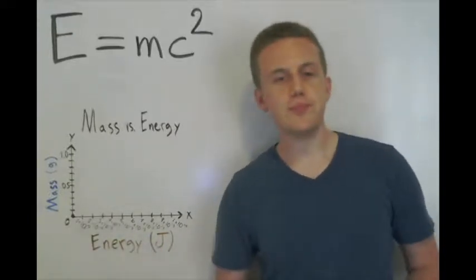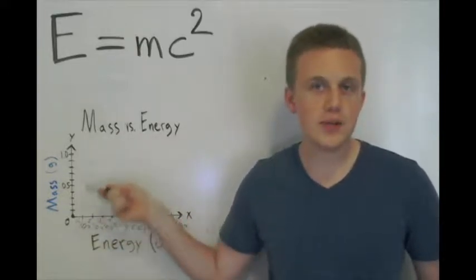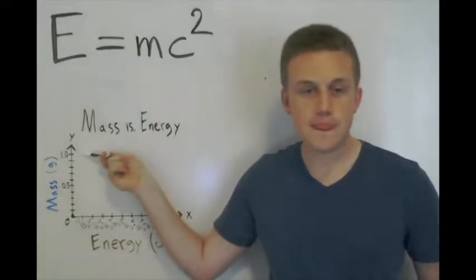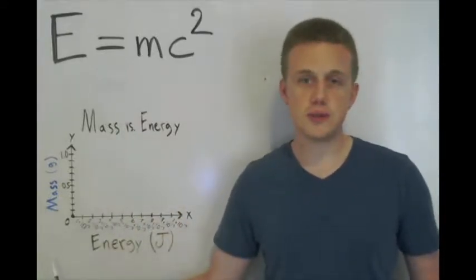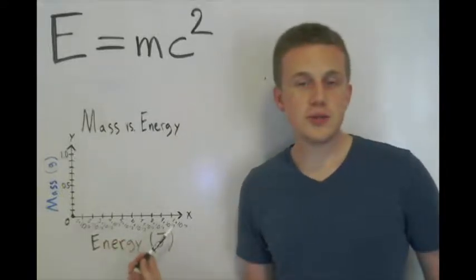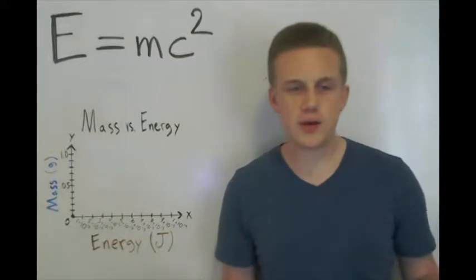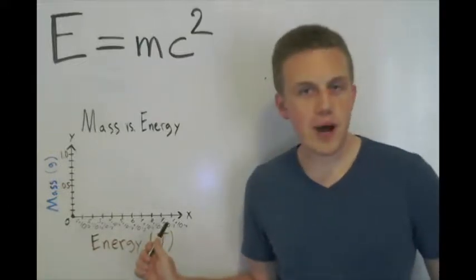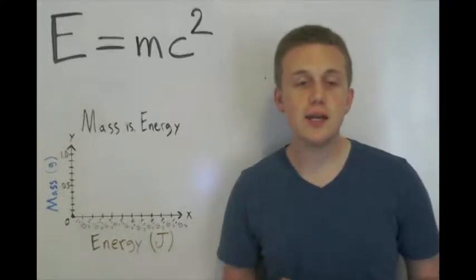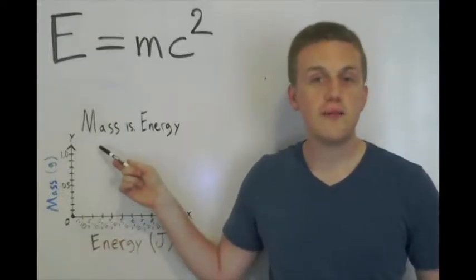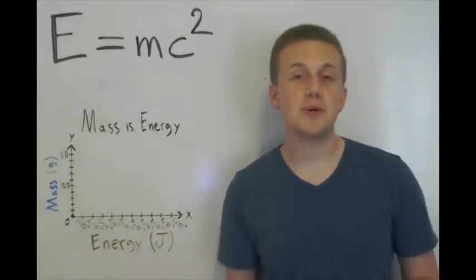radiated. Now, I'll have the y-axis range from 0 grams to 1 gram. And I'll make the domain in the x-axis go from 0 joules all the way to 10 to the power of 14 joules. According to Einstein's theory, 10 to the power of 14 joules is approximately how much energy an object would need to radiate before losing a full gram of mass. That's why I chose those values for the maximums.